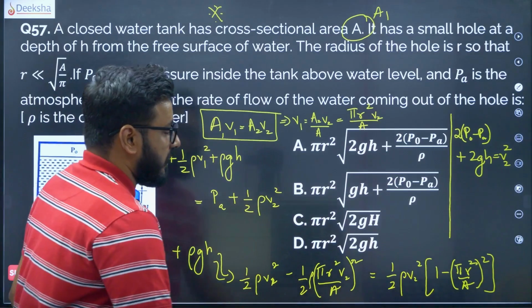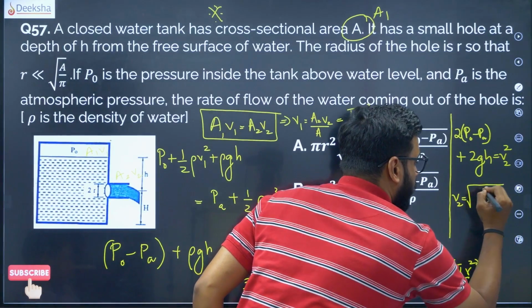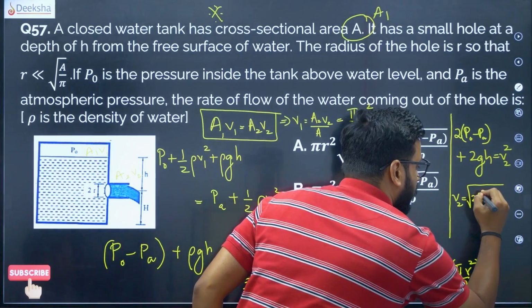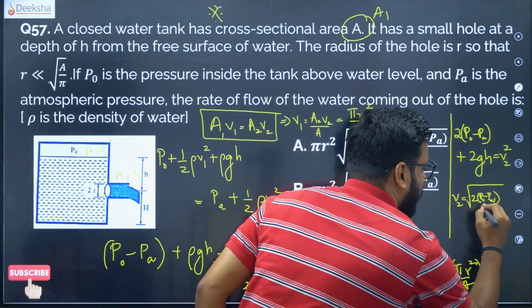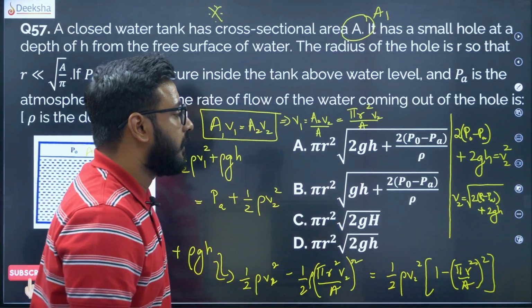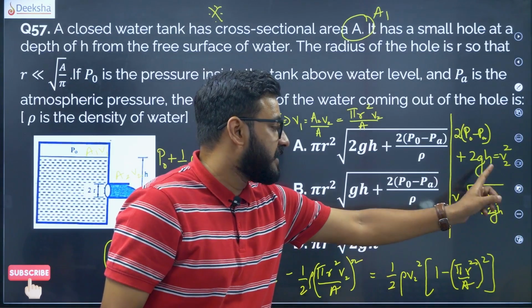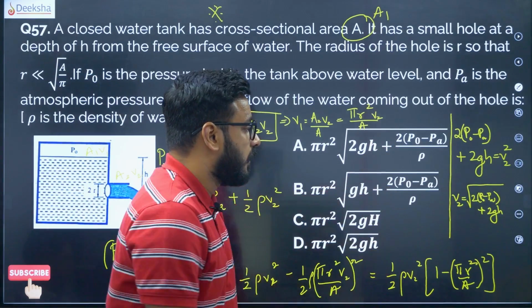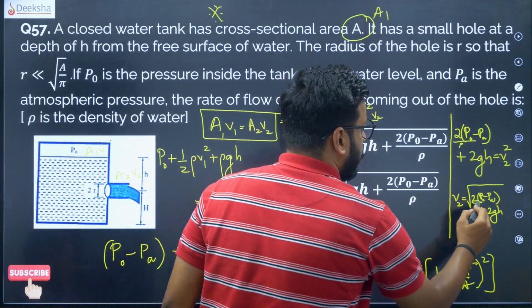So V2 is actually, let me write it over here, V2 is equal to, taking square root, 2 P0 minus PA plus 2GH. So V2 is equal to root of 2 P0 minus Pa plus 2gh, everything under the root like this, divided by rho, there will be a rho in the denominator.